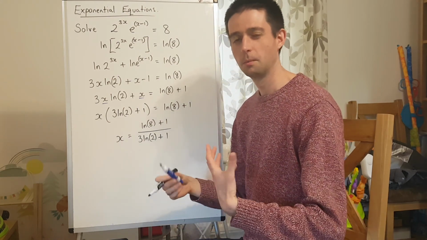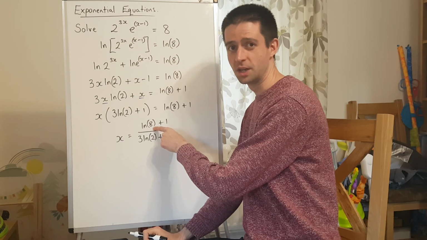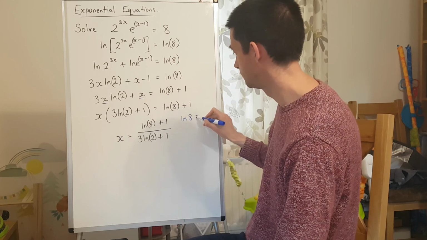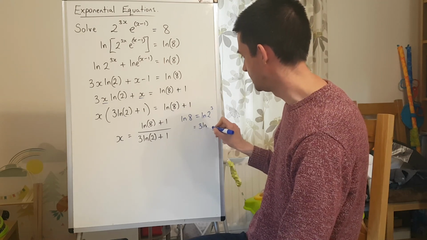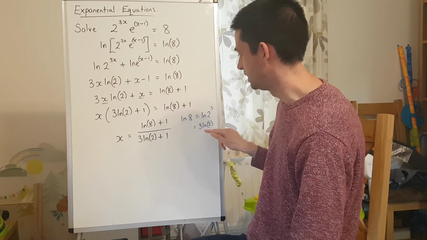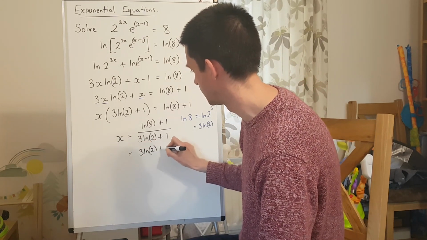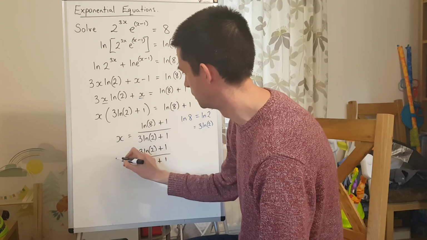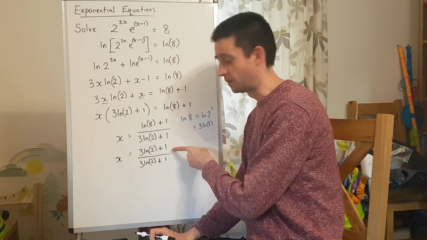It looks like we're done, but we're not. There's more to this. And the reason there's more to this is that ln 8 can be written slightly differently. Now if I do that bit over here, ln 8, 8 is 2 cubed. So I can write that as ln 2 to the power 3, which is the same as 3 ln 2. Now you may be ahead of me at this stage and see what's happening here. If I substitute 3 ln 2 back into this equation in place of ln 8, you notice that I have 3 ln 2 plus 1 on the numerator, 3 ln 2 plus 1 on the denominator. This is a number. This is the same number. A number divided by itself is 1.